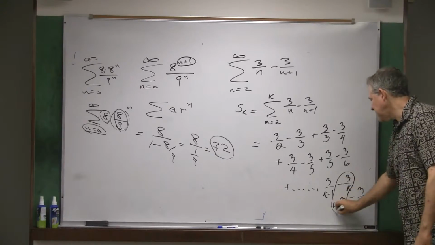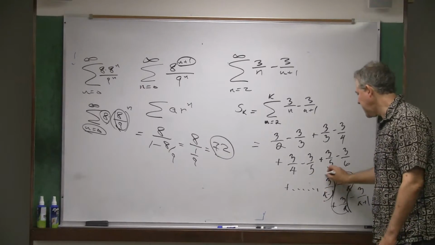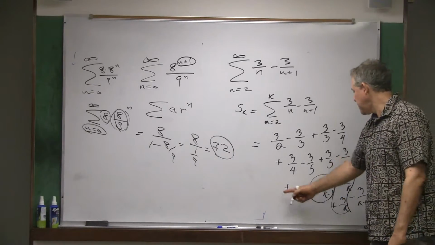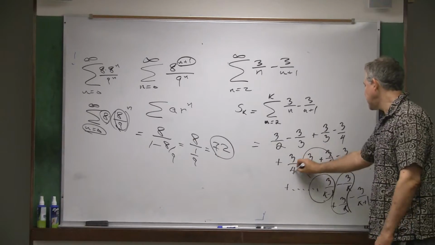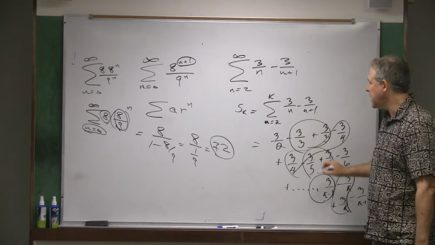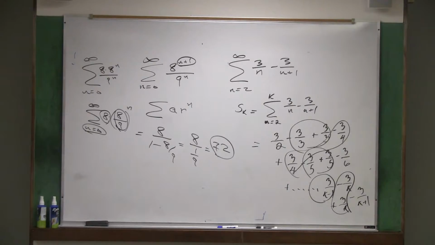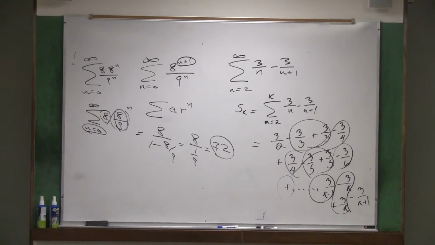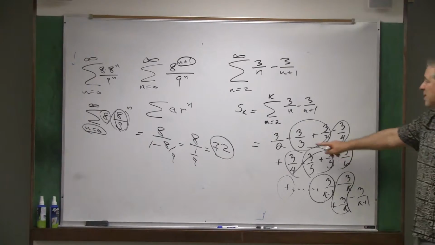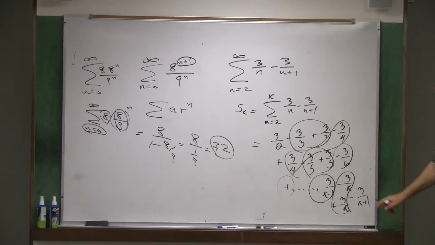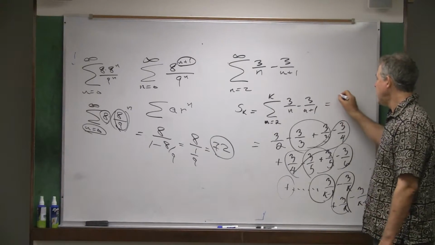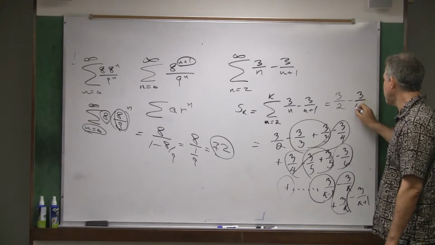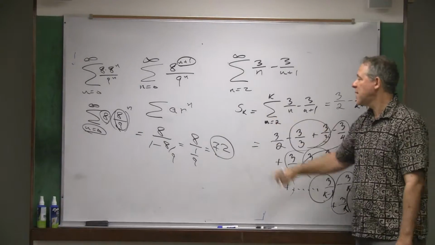And so we get cancellation. This guy will cancel with the previous one, and these guys will cancel, and these will cancel. So we keep everything in the middle. This gets sucked out with the next one over there, and everything gets sucked out except the first and the last. So this is going to be 3 over 2 minus 3 over k plus 1. That's going to be your S_k.